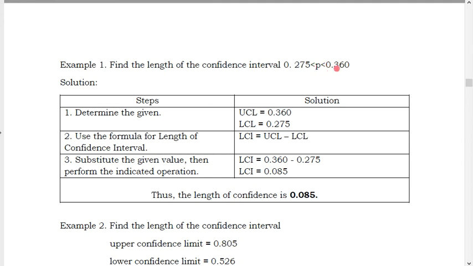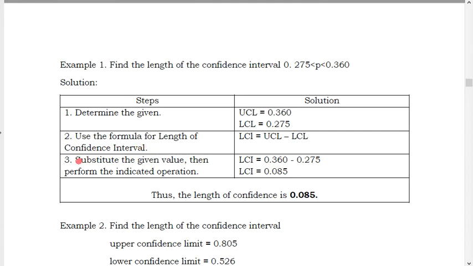Example, find the length of the confidence interval from 0.275 less than P, the proportion, less than 0.360. First step, determine the given. UCL is 0.360. This is the upper limit, since it is the higher part of the interval. Because 0.360 is higher than 0.275, the upper limit is 0.360, and the lower limit is 0.275.